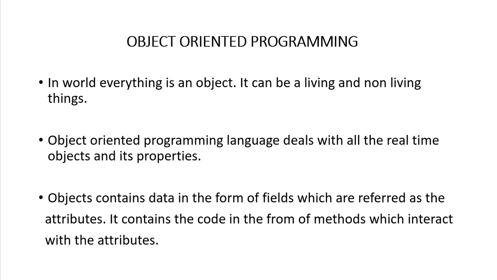If you think of your home as an object, it has properties like doors, windows, gate, or something, and the objects deal with the properties. Objects contain data in the form of fields, which are referred to as attributes. An object has attributes. It contains code in the form of methods which interact with those attributes. So an object has data and it has some methods. These methods will interact with the data and do some operations on the data, which are attributes. These methods are used to change the state of those attributes. This is the beauty of object-oriented programming. These objects make everything come together. It's a binding of data and methods.